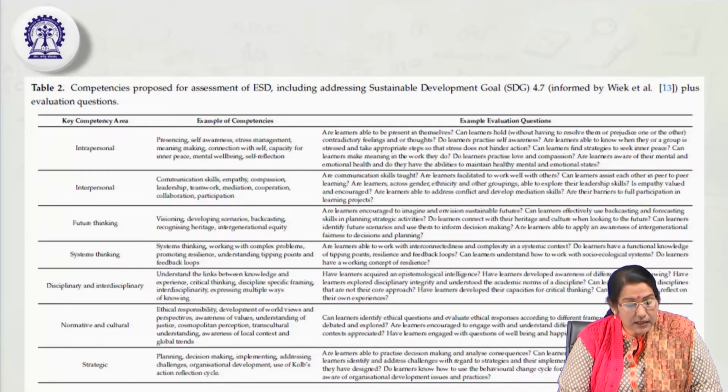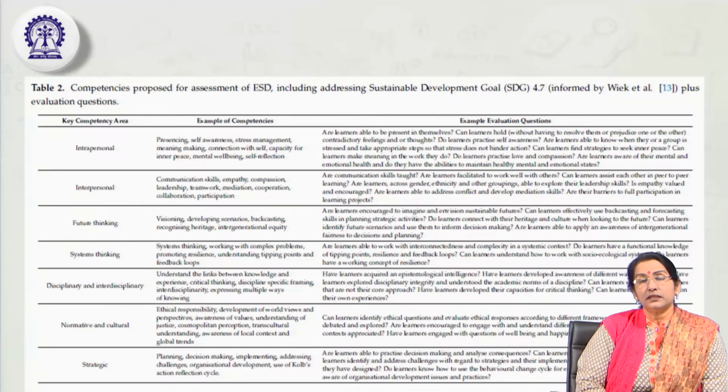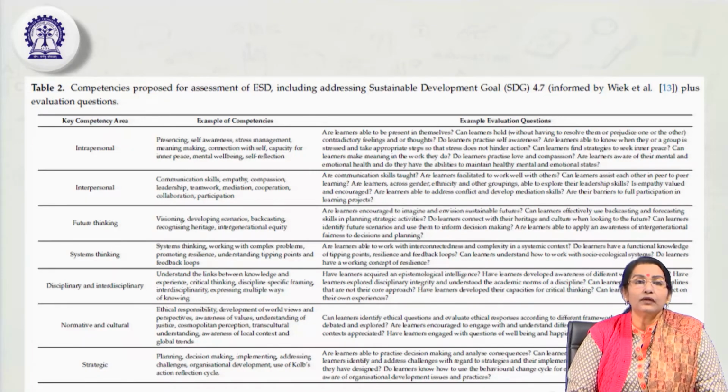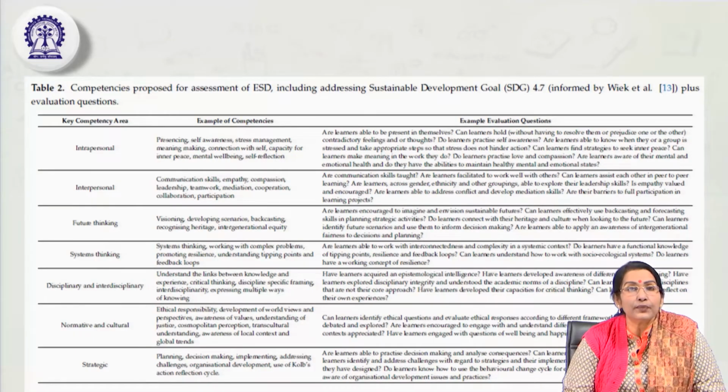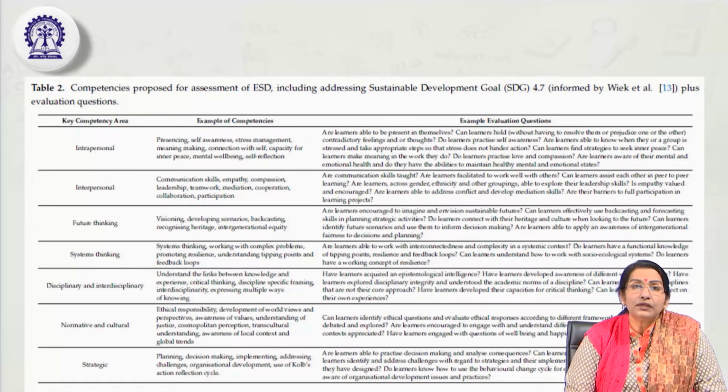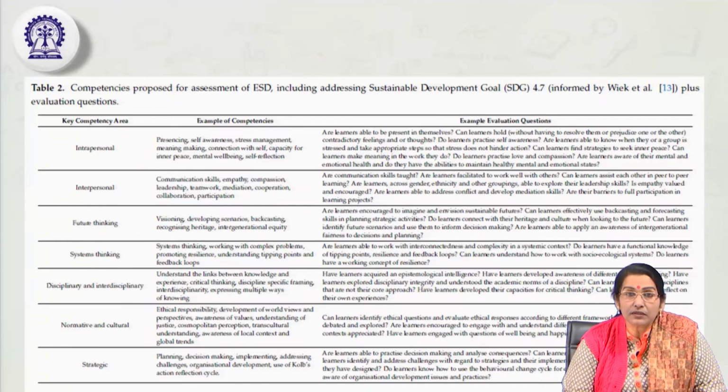So, these are the things. Then strategic competency is about planning and decision making: after critical analysis and evaluation we can come to a conclusion, rightly identify the cause and effect relationship, address the critical issues, then take decisions accordingly, planning, decision making, implementation of policies, addressing the challenges, organizational development, from this experiential learning, learning by doing, observation, then abstract conceptual formation, concept formation, then experimenting on these.